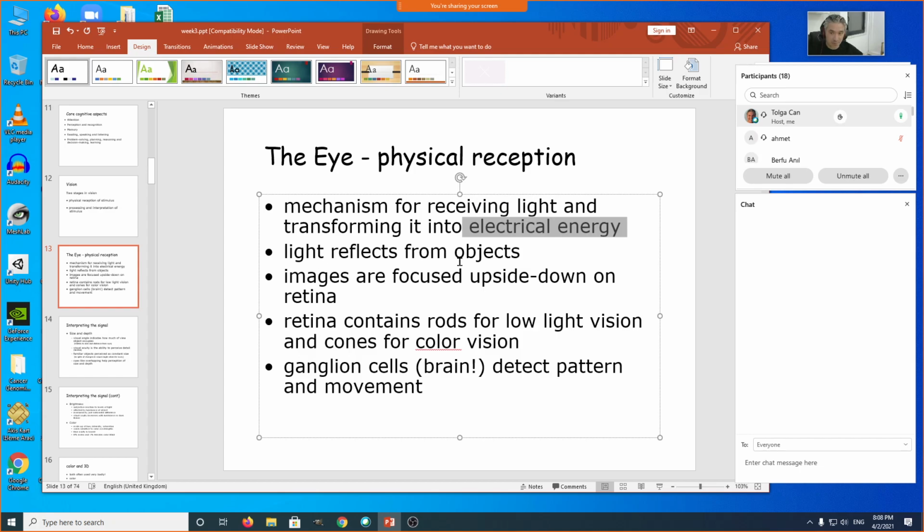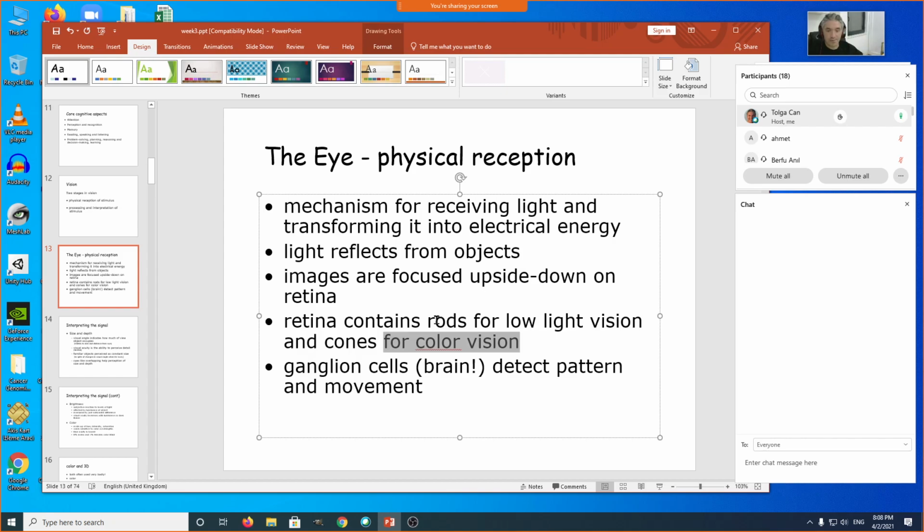And light reflects from objects. On the retina, the images are projected upside down, but this is corrected by the brain. And the retina contains different types of light sensor cells, rods and cones. Cones are for color vision. Rods are for low light vision, and rods are denser at the periphery.